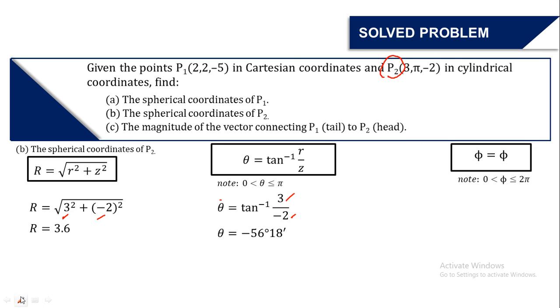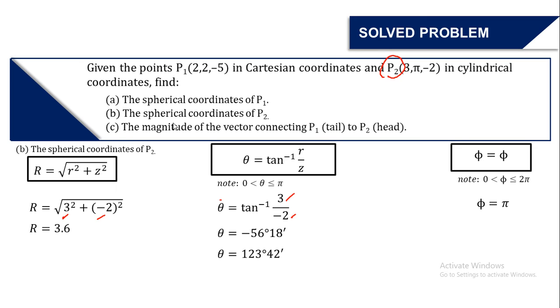Now, negative 56 degrees and 18. So, dahil hindi ulit ito pasok doon sa ating angle allowable from 0 to 5, mag-add ulit tayo ng 180 dito. Therefore, yung ating angle will be 122 degrees and 42.